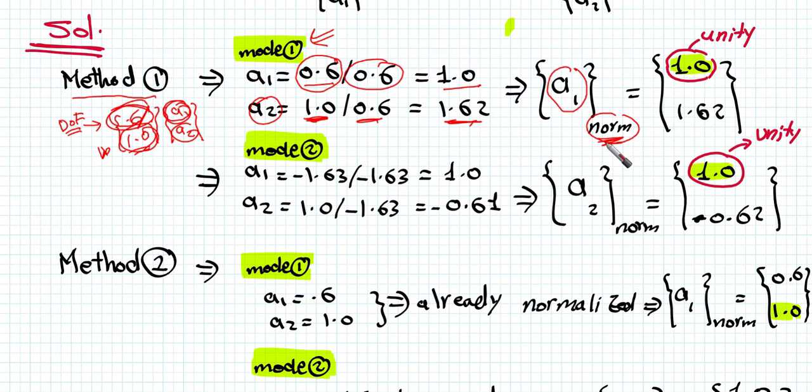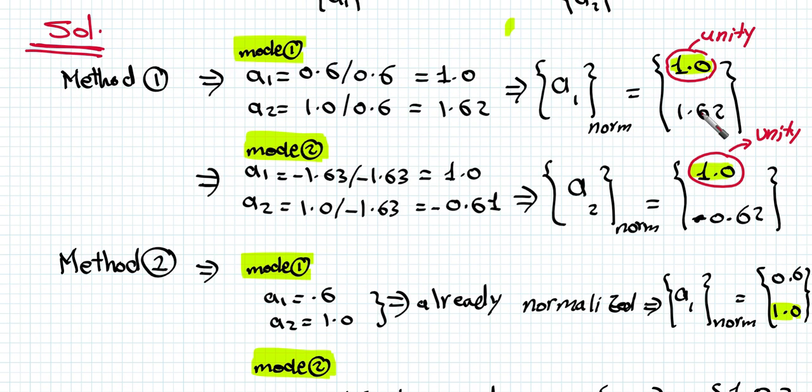Okay, it is normalized. It equals 1 here, the first degree of freedom, and 1.62. So now this is the normalized vector, where unity is obtained in the first degree of freedom. And here in the second, it is the second degree of freedom. How much relative to the first degree of freedom coordinate? Okay, it is 1.62 here. This is for mode 1.